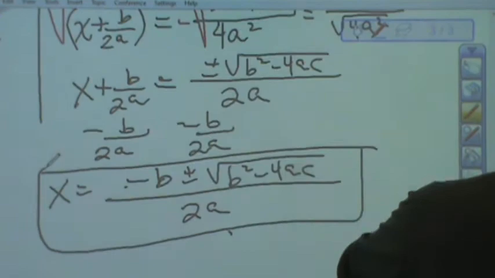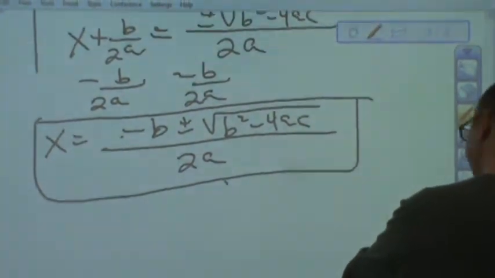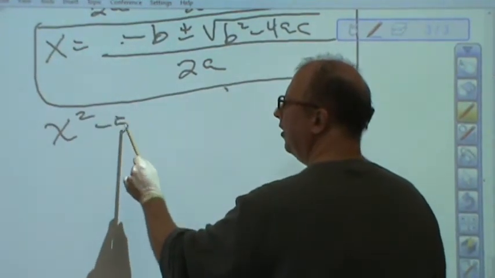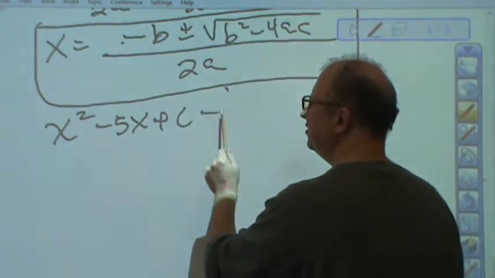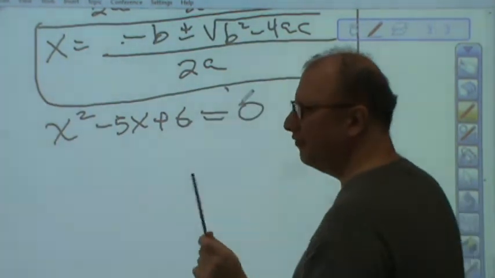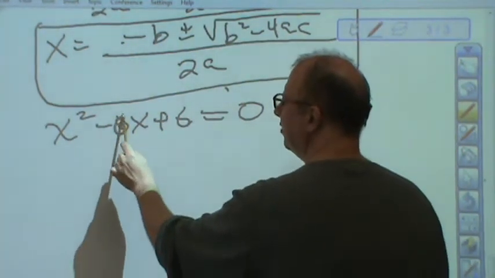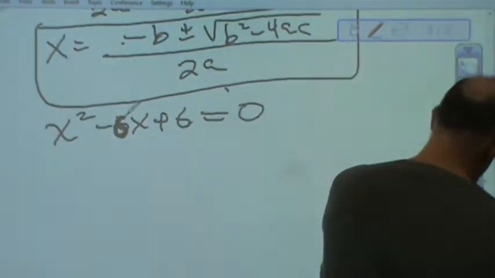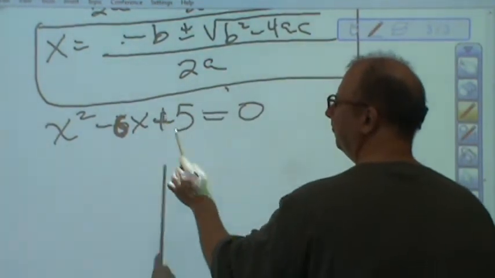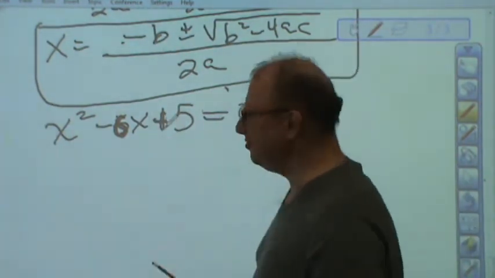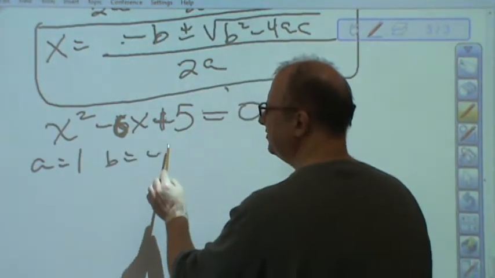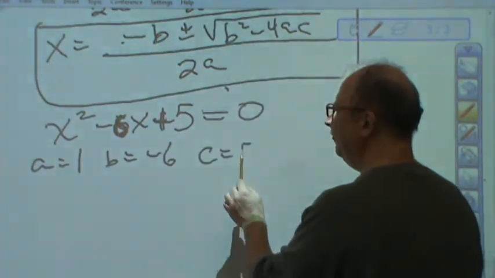Now let's see how this works with the example I just gave you. I just did with you x squared minus 5x plus 6 is equal to 0. No, that's not the one I gave you. I gave you x squared minus 6x plus 5 is equal to 0. That's the one we had in the beginning of the lesson. Well, let's look at this. A is equal to 1, B is equal to negative 6, C is equal to 5.